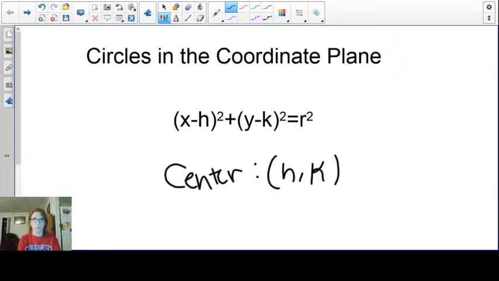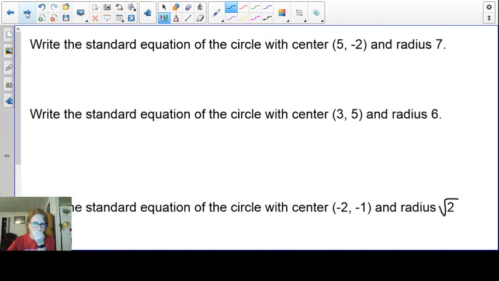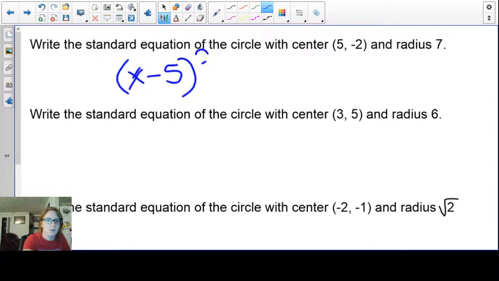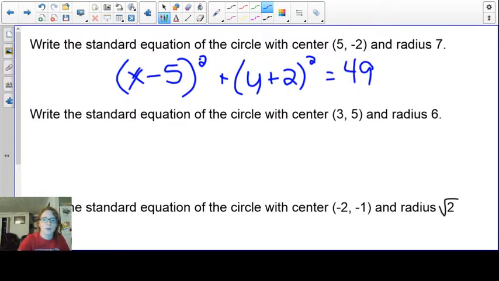Jumpy computer screen. We're gonna fix it for you. So even though we see x minus h, we're going to flip the sign. Same with the k. We see minus, we're going to flip it. So keeping that in mind, we're going to write the standard equation of a circle with the center of 5, -2 and radius 7. So that's x minus 5, because we're going to do the opposite, quantity squared, plus y plus 2, quantity squared, is equal to 49.